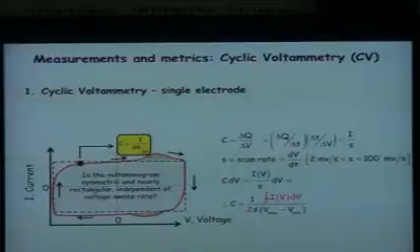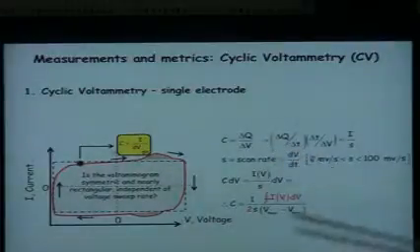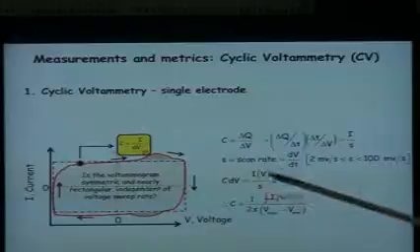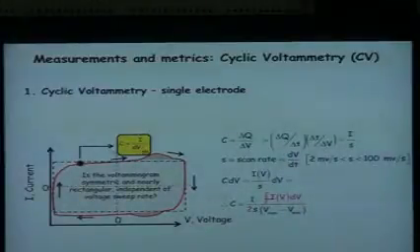Okay? When we go to measure capacitance, as I said, it's a charge accumulation as a function of a voltage change. The scan rate here typically is done between 2 and 100 millivolts per second, although lately people have been going to even higher rates.